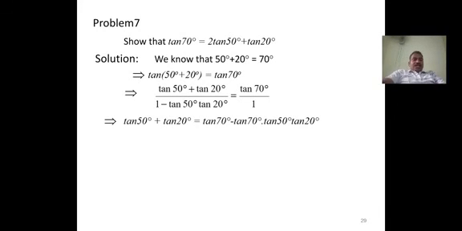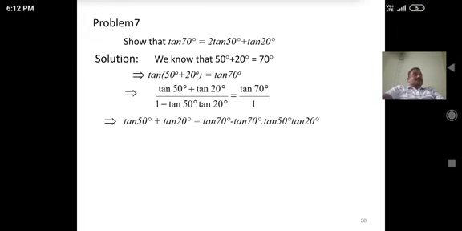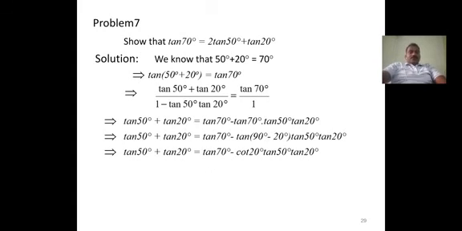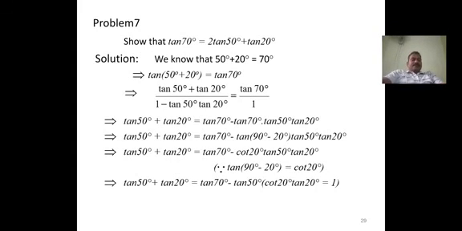The second tan 70 you can write as tan of 90 minus 20, that is cot 20. If you write cot 20, then tan 20 cot 20 will cancel. So tan 50 plus tan 20 is equal to tan 70 minus tan 50, because tan 20 cot 20 will cancel. Now here minus tan 50 will take to the left hand side, then tan 70 is equal to tan 50 plus tan 50 plus tan 20.